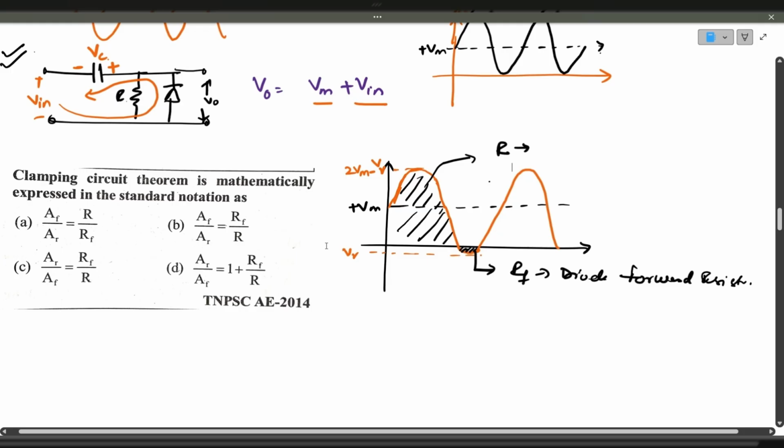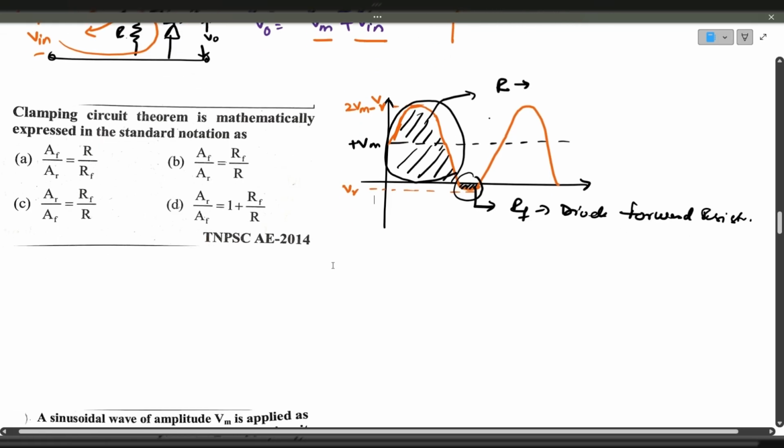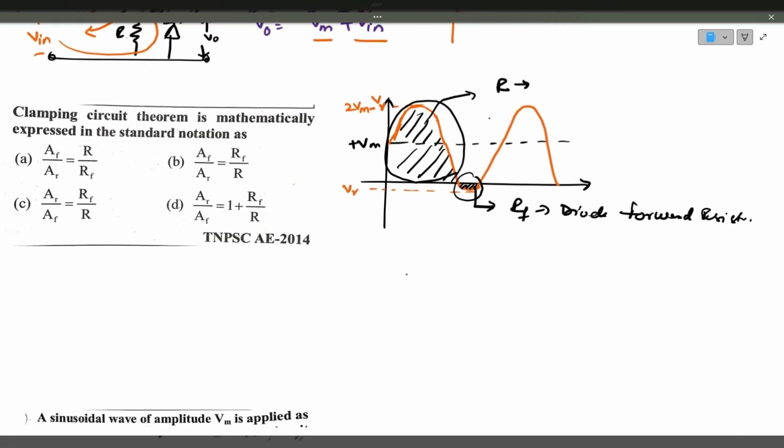Now if you take the ratio of these two areas, this area and this entire area, it remains approximately equal to the ratio of these resistances also. That's what he's trying to tell. The area under the waveform when the diode is forward biased divided by the area under the waveform when the diode is reverse biased is equal to the forward resistance of the diode divided by the load resistance. This is what he's trying to do. So the answer for this question is AF by AR equals RF by R. Answer is option B.